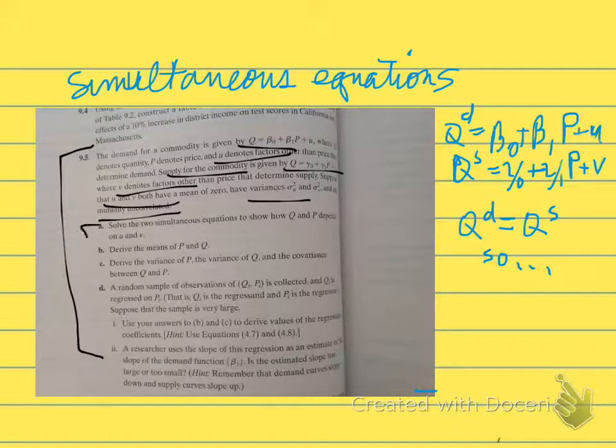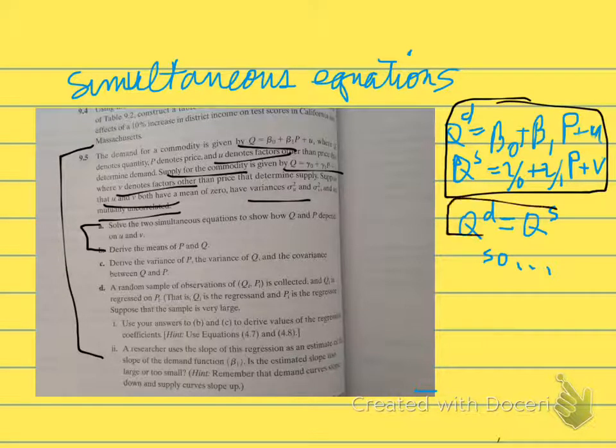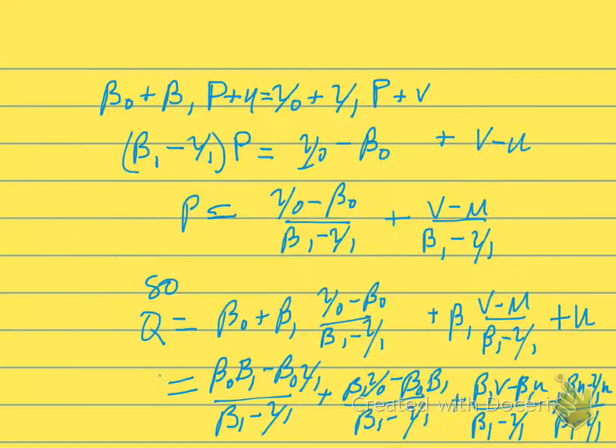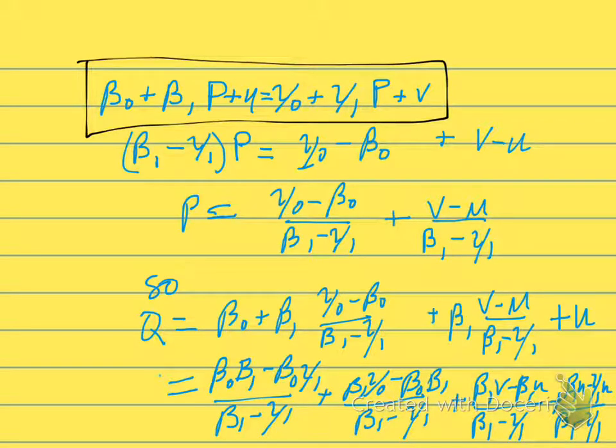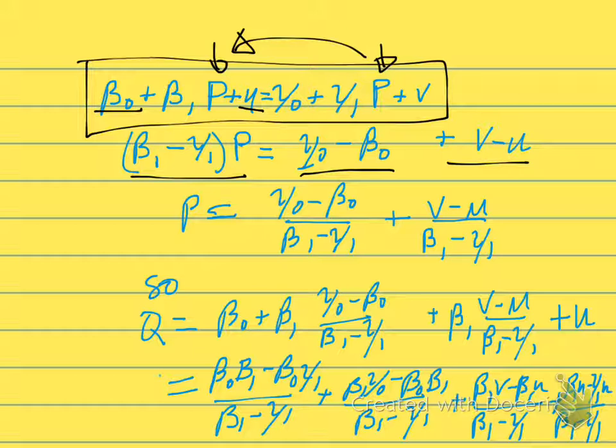So we'll first solve the two simultaneous equations to show how Q and P depend on the random variables U and V. So we have QD equals this and QS equals that, and then in equilibrium QD equals QS, so we can solve. We set the quantity demanded equal to quantity supplied. We have two terms in P here, so we bring this one over to the other side and group, and then we bring the beta 0 and the U over to the other side, so we have gamma 0 minus beta 0 plus V minus U on the other side.